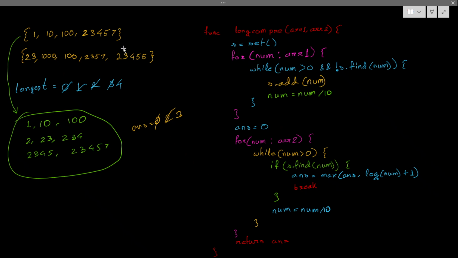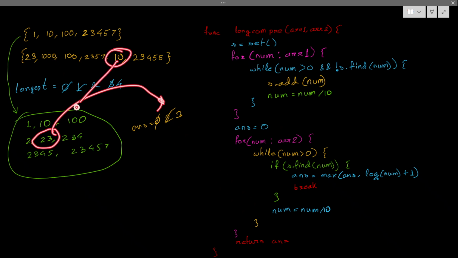Let's add another number here. You can understand why I am adding this number later. After that will come 2357. Is it present? No, it is not present. I'll reduce the number to 235. Is 235 present? No, it is not present, so I'll reduce the number to 23. Is 23 present? Yes, 23 is present. But the length of 23 is 2, which is less than my answer, so I'll not update the answer.